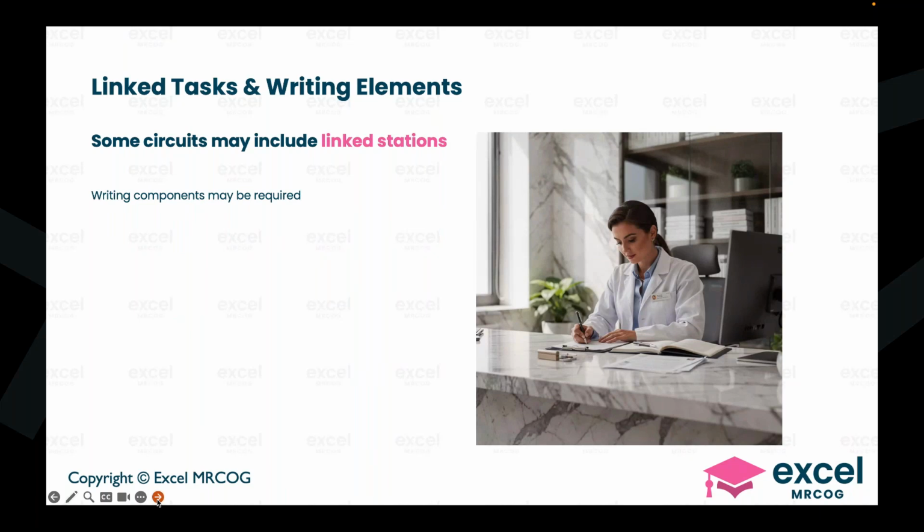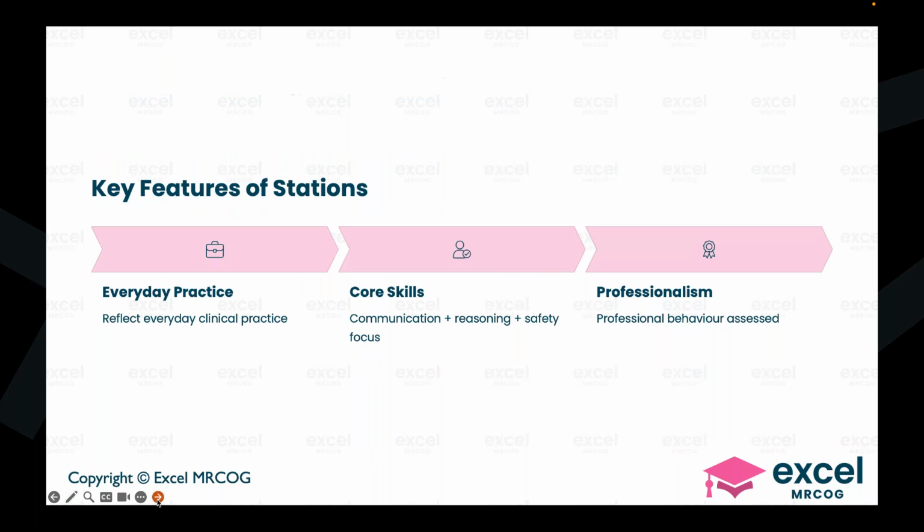So these are linked tasks: when two tasks are about the same topic, or one is a follow up on the same topic. But again, this is not quite common. It has not been asked in the past few exams. So how do you go about this?